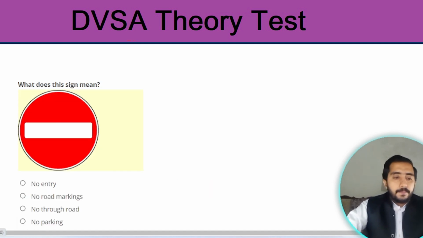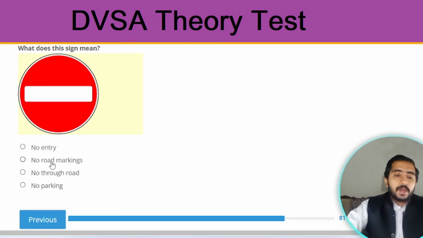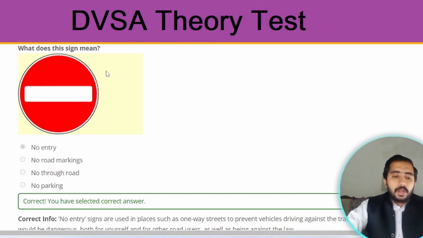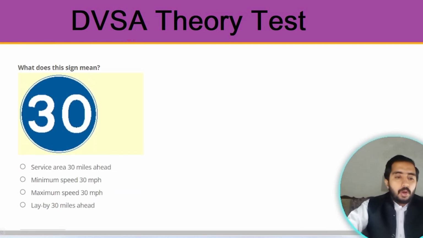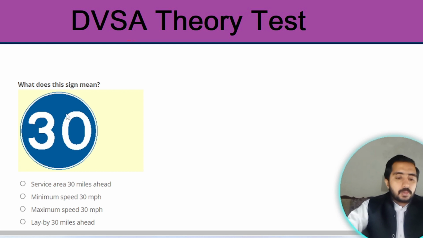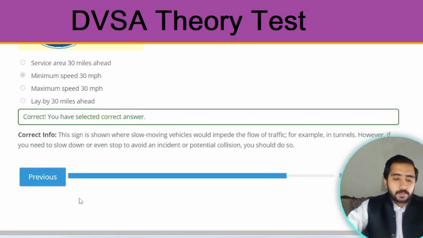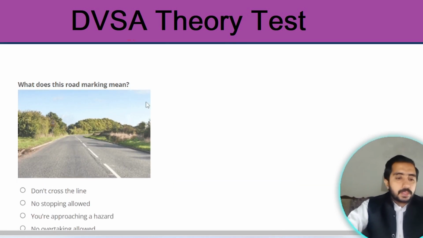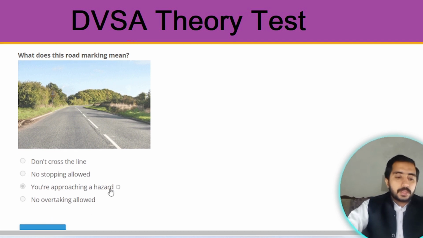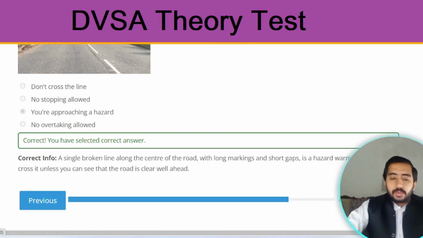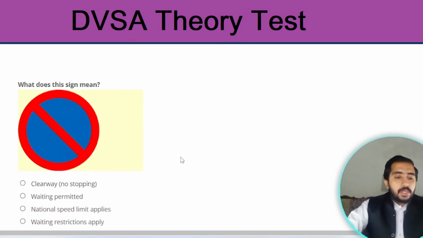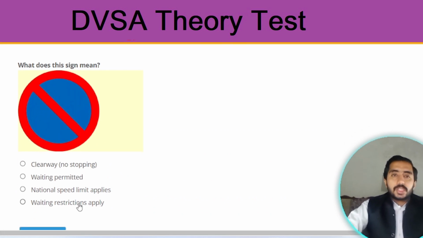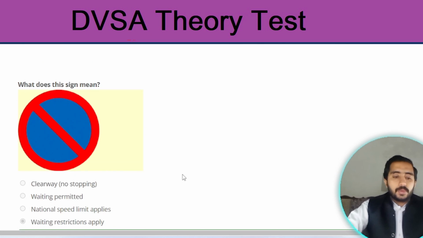Next one. This symbol is represented by no entry. This symbol with the red color is represented by no entry. Next one. Our next symbol is represented by minimum speed is 30 mph. This road marking symbol means that you are approaching a hazard. Option C. Next one, and this symbol represents that waiting restrictions apply. Option D is the correct one.